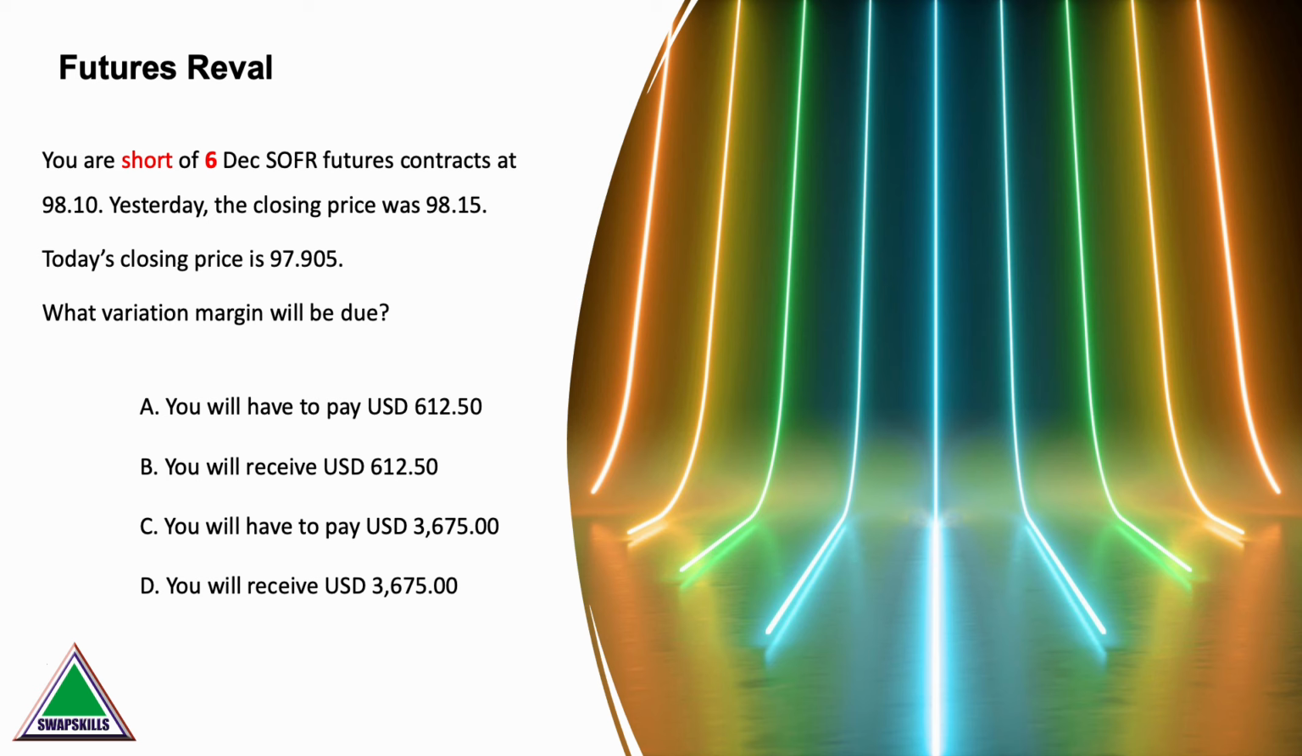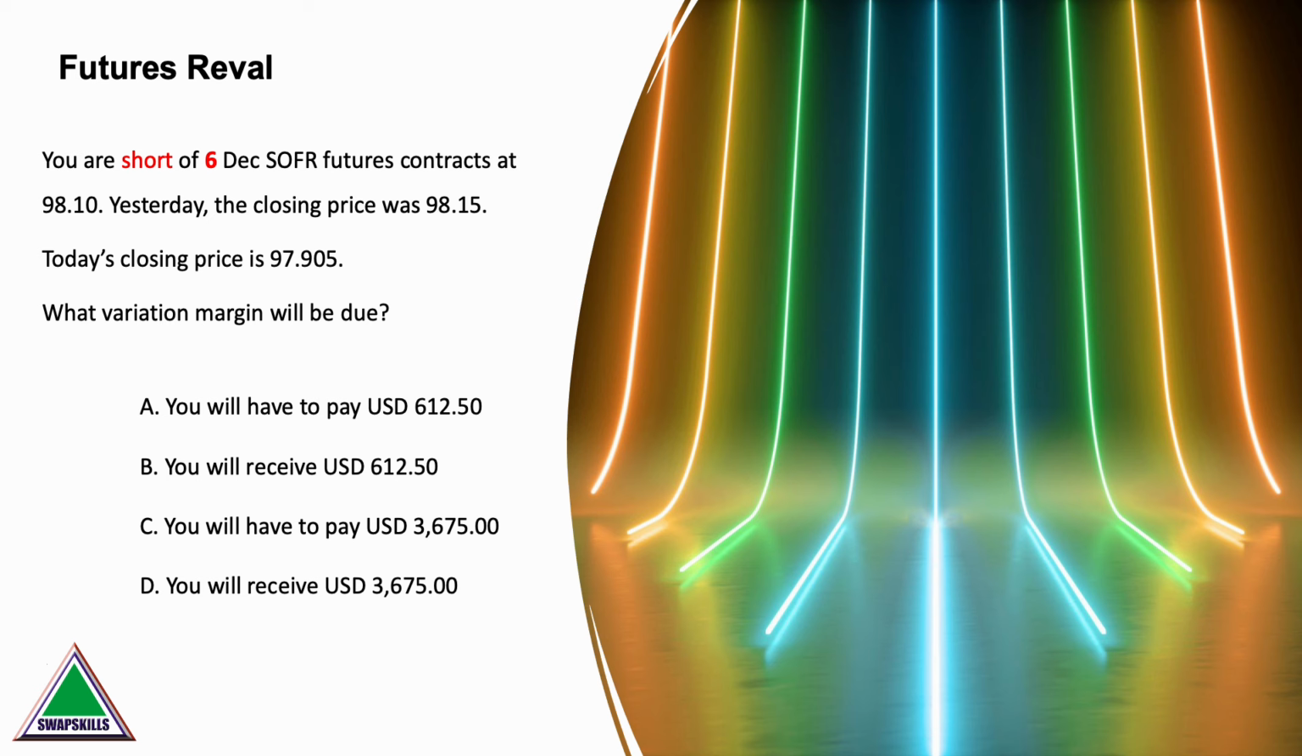This is a futures reval. So reval is short for revaluation, which is a terminology you'll hear in the dealing room. Now it says you're short 6 December SOFR futures contracts at 98.10. What does that mean? Well, first of all, if you're short, you've sold, which means you're going to make money if the price goes down. If you were long, you would make money if the price goes up.